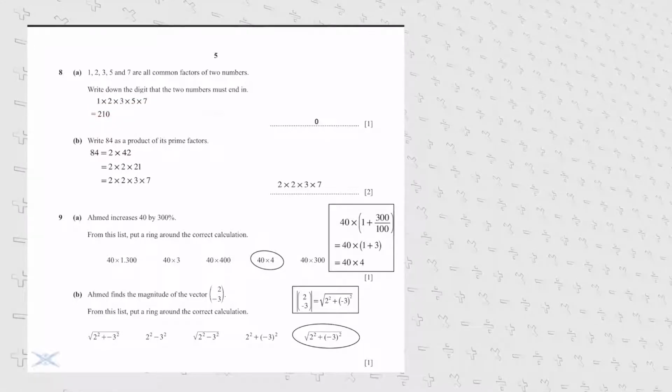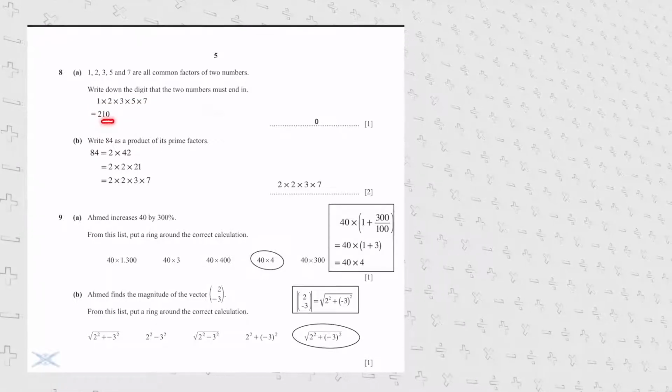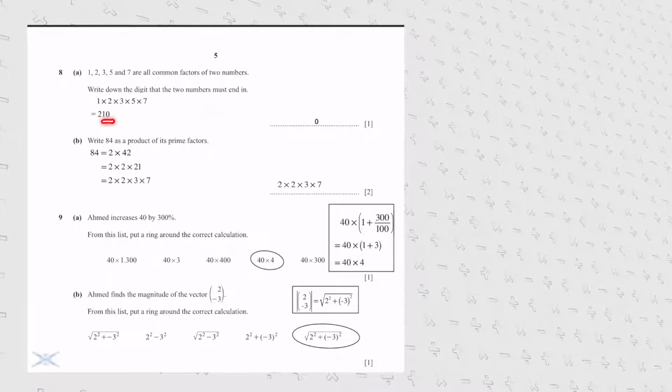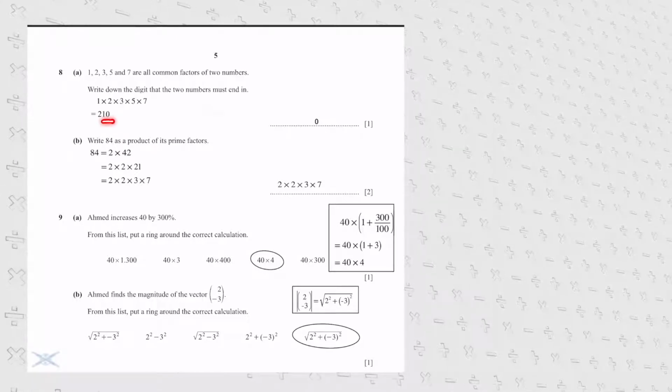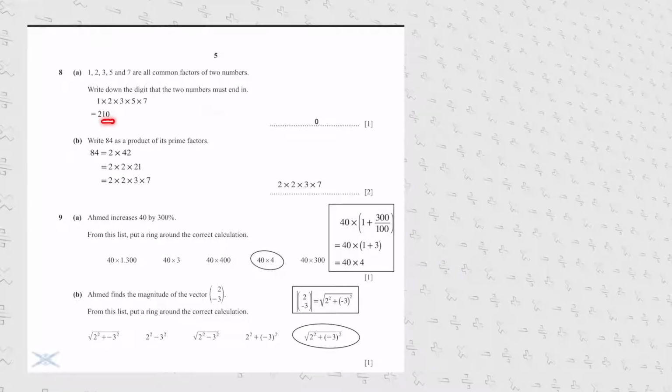And the last thing we got to remember here in order to provide the correct answer is that any number that is multiplied by 0 equals again 0. So whatever we multiply 210 with, the final digit will always be 0.